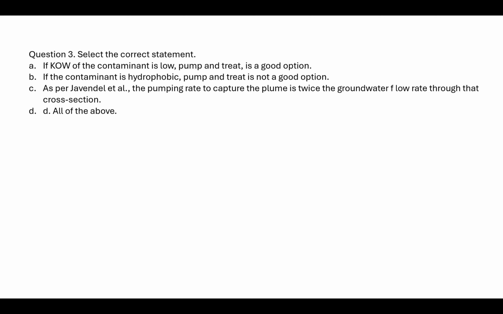Next is, as per Zavendel et al., the pumping rate to capture the plume is twice the groundwater flow rate through that cross section. So this statement is also correct, that we take some factor of safety. This factor of safety is that we take out twice the groundwater flow through a particular cross section, and then we pump two times the water from that cross section, and this is a factor of safety which we take in the pump and treat method.